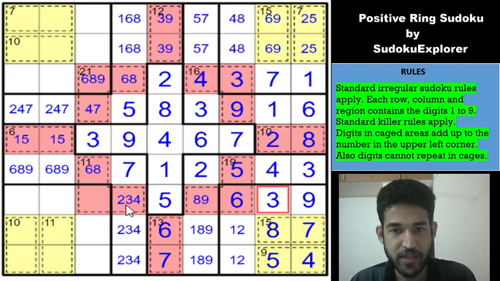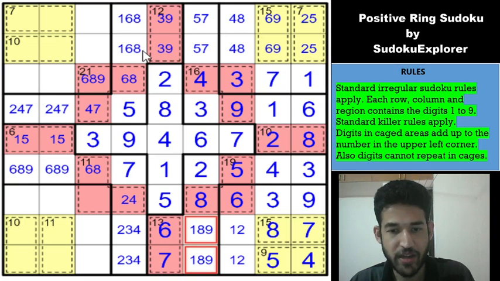So you have a 3 here, so which means this is not a 3, this is 2 and 4. Okay, 5 plus 6 is 11, so this must be 8. So this is not an 8, so this is 1 and 9. The 4 here removes the 4 from here.